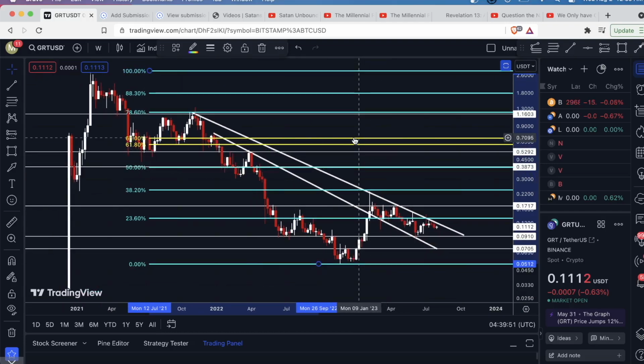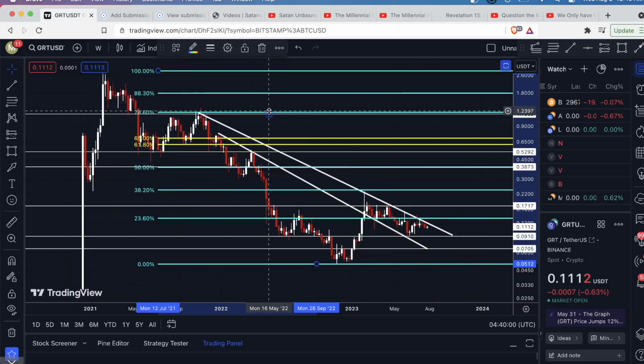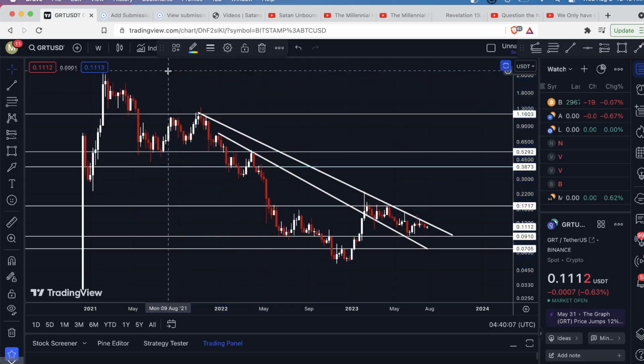And then beyond that, you'll see the 786. Again, it almost covers up the horizontal line that we drew. So we're seeing a lot of confluence with this Fibonacci retracement along with the lines that we drew. Okay, so I'm going to get rid of that.